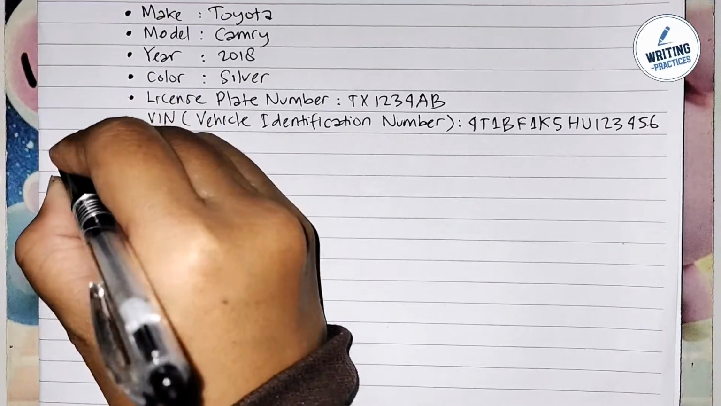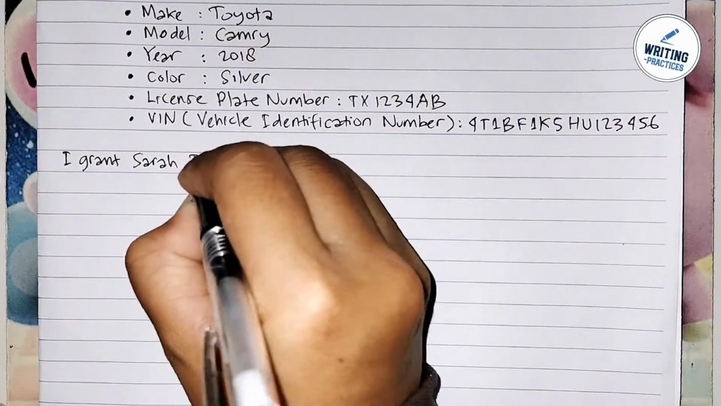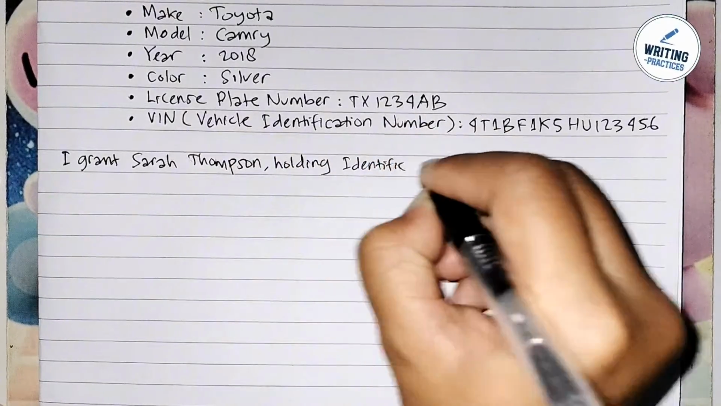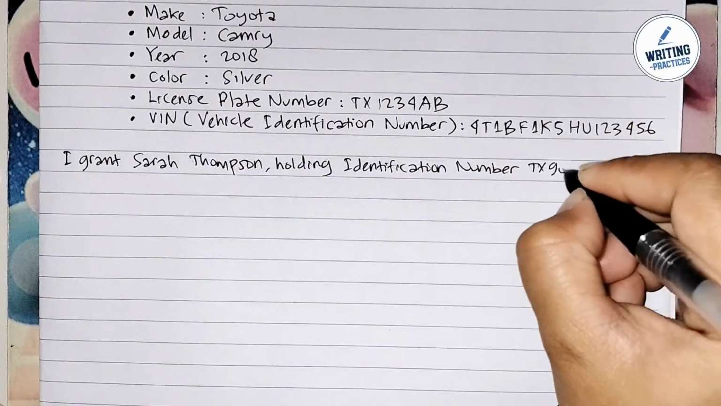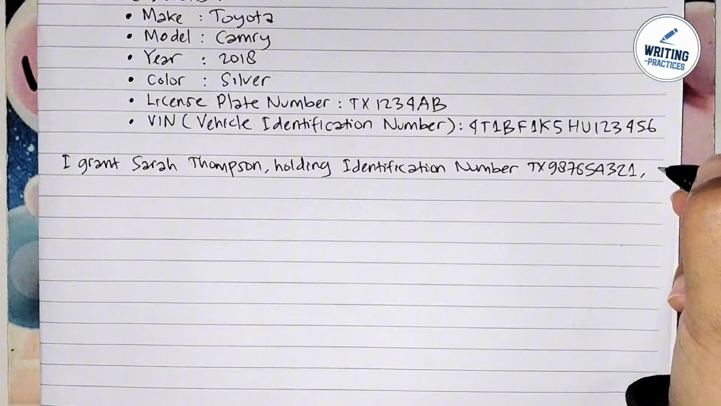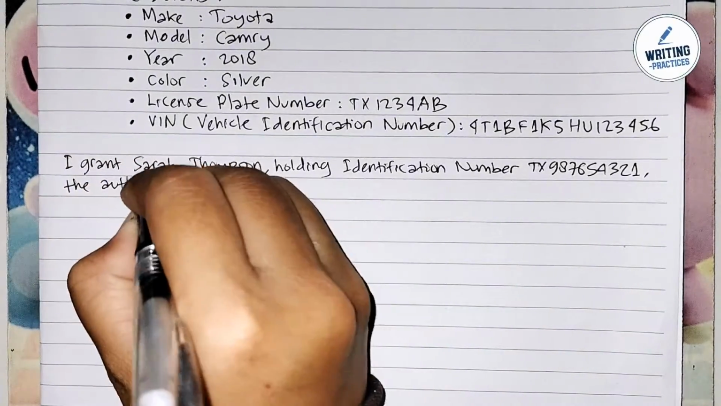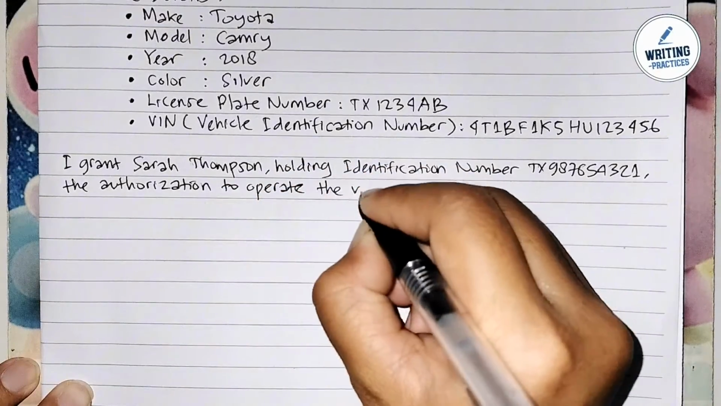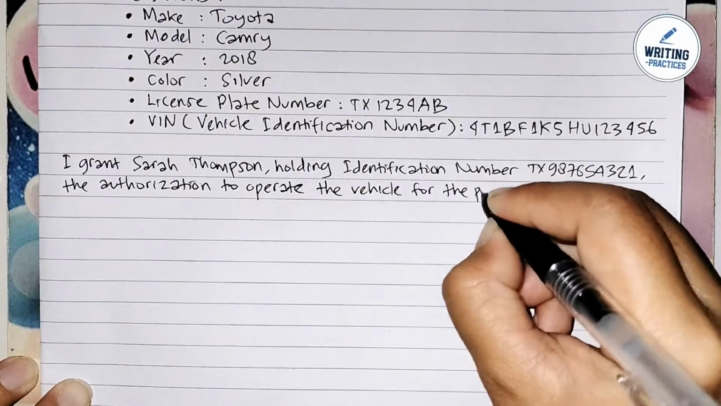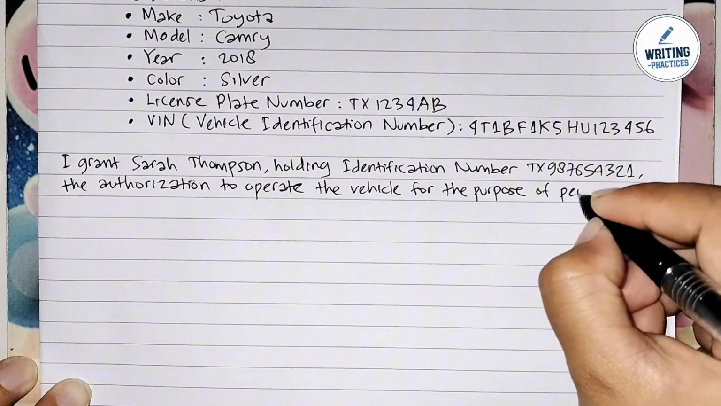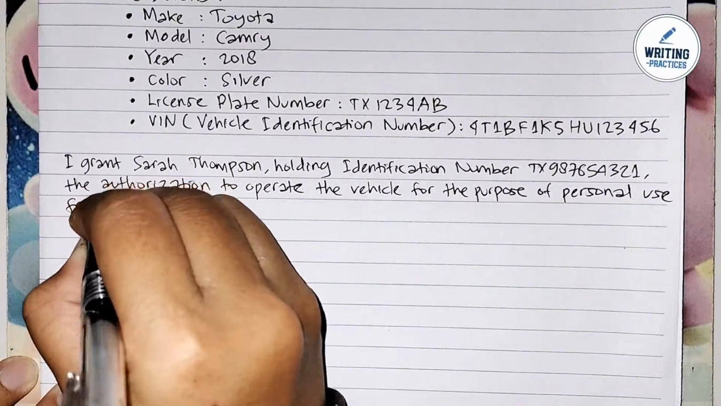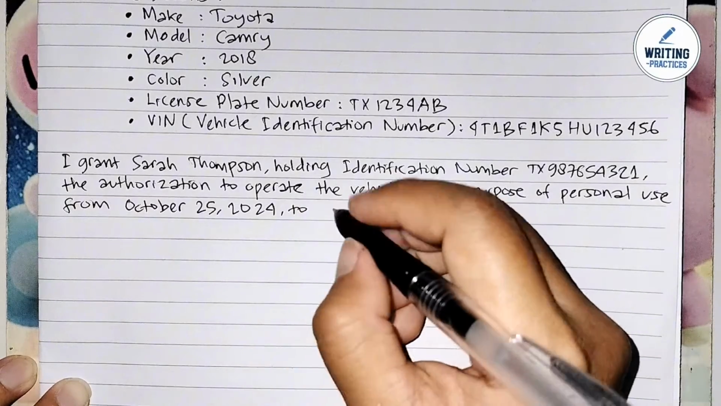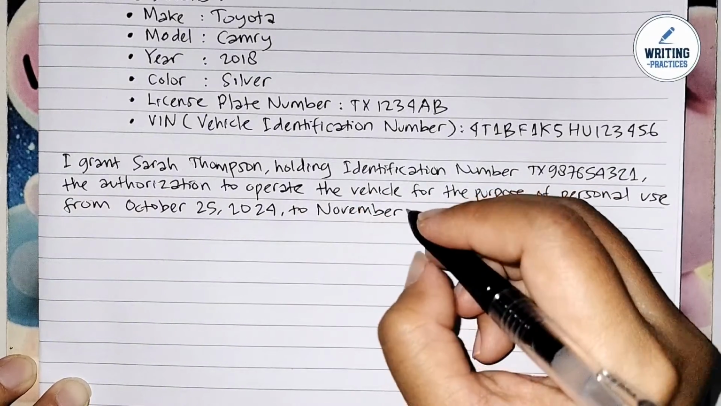In the second paragraph, this is where you talk about authorization details. You need to give information about the authorized person. In this section, write the full name and identification number of the person being authorized. Along with it, write also the duration of authorization. It is the specific period during which the authorization is valid. And here is the example how you write this part. "I grant Sarah Thompson, holding identification number TX987654321, the authorization to operate the vehicle, for the purpose of personal use, from October 25, 2024, to November 25, 2024."